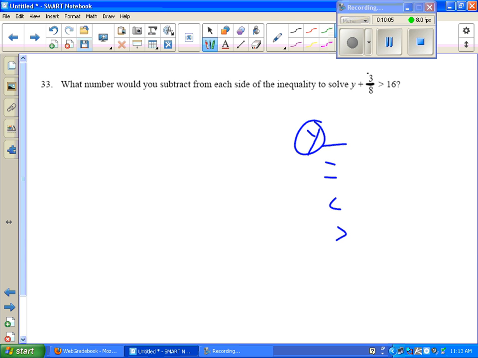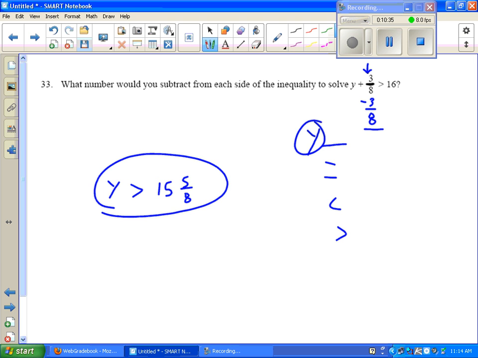So the only thing that's not y on the left is plus 3 over 8. So you would subtract 3 over 8 on both sides in order to solve it. And again, that's all you need to do. If you went ahead and did that, you'd have a bunch of funky numbers. The easiest way to do it, and again, you didn't have to do this. All you had to do was subtract 3/8 on both sides. The answer would be y is greater than 15 and 5/8, using mixed numbers to make it a whole lot easier.